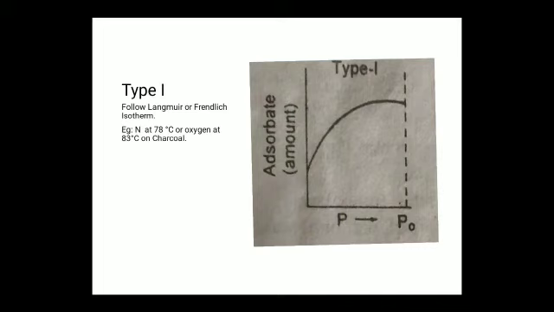This type of absorption isotherm can be understood by using the Langmuir isotherm equation or the Freundlich isotherm equation. Examples of substances showing this type of absorption isotherm: nitrogen gas at 78 Kelvin, or oxygen at 83 Kelvin on charcoal.